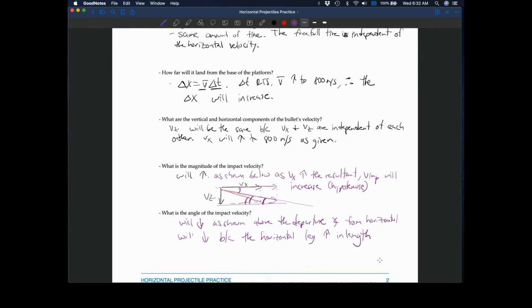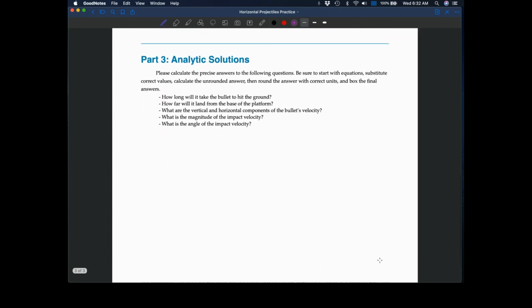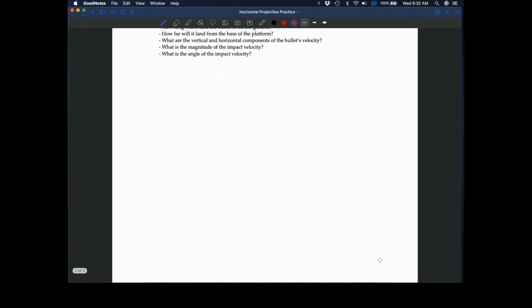So those are our predictions. Again, a typical AP type thing: we have a scenario, we change one of the variables, and we say how other variables are affected, with a justification for them. Lastly, we have our analytical solutions.